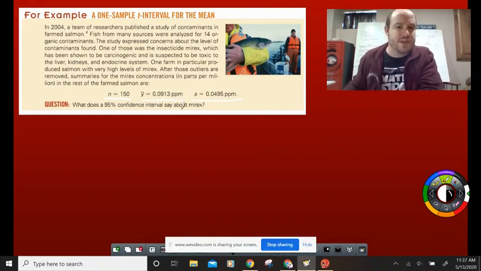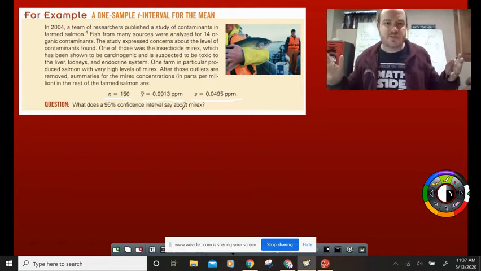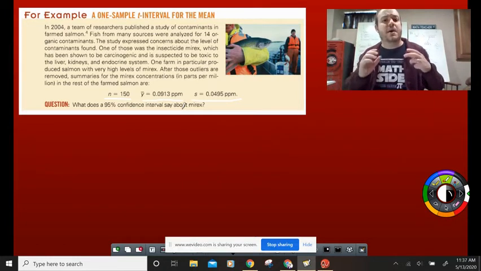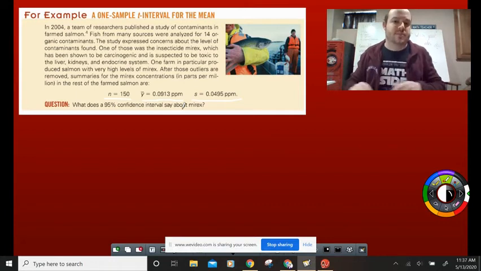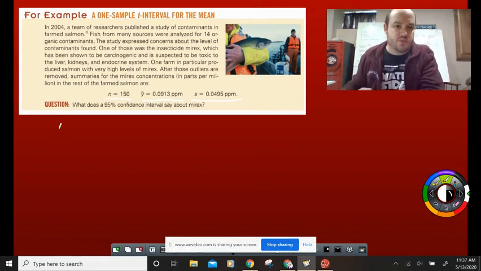So in other words, we're going to find out, on average for the whole population of salmon, what amount of murex we would expect to be in a salmon of this group. All right.